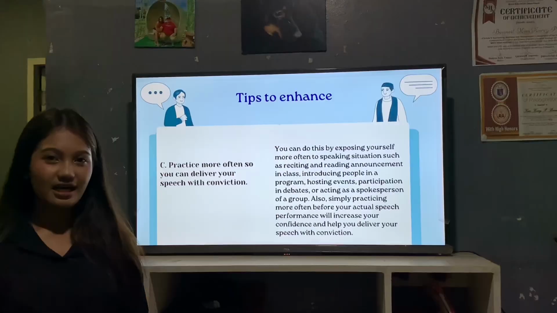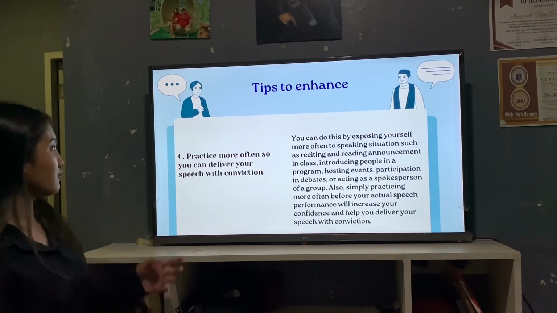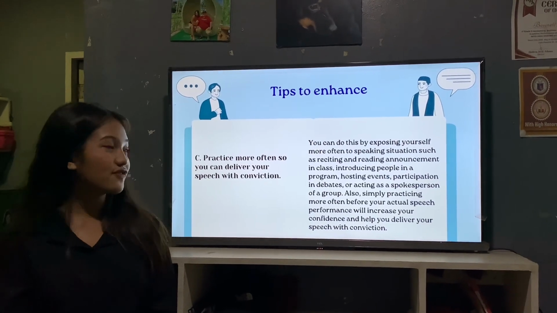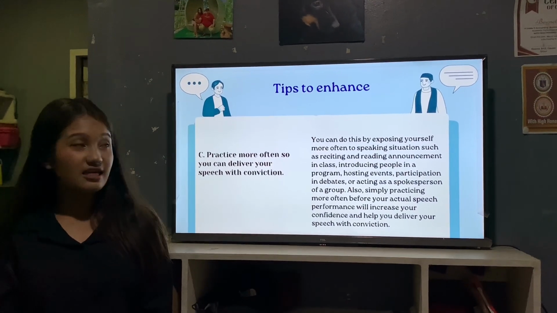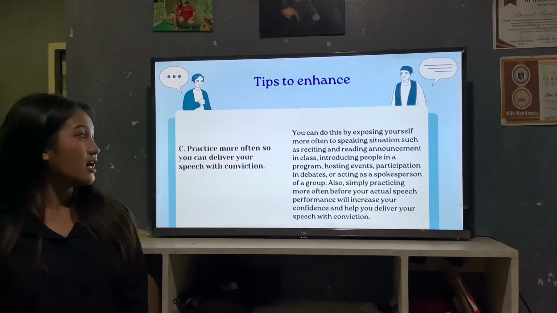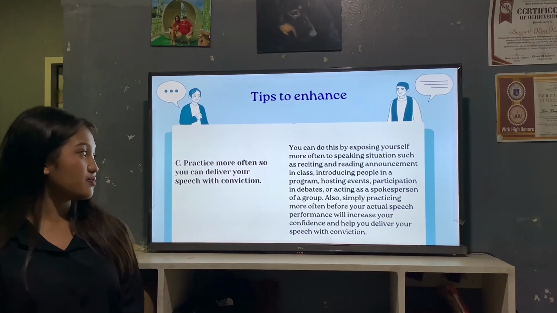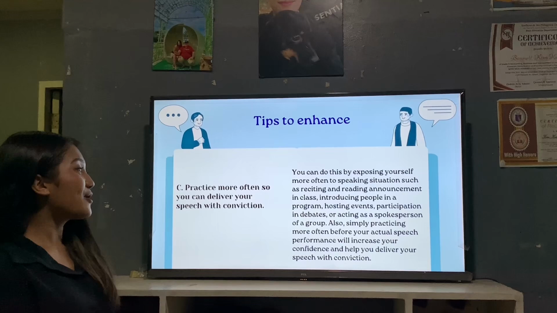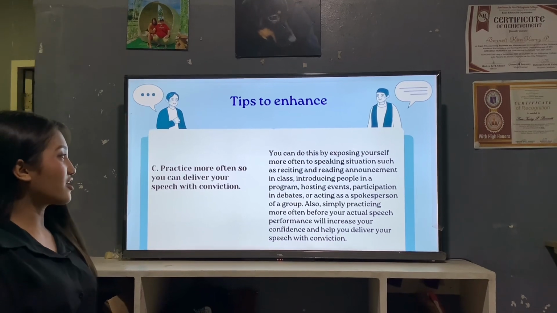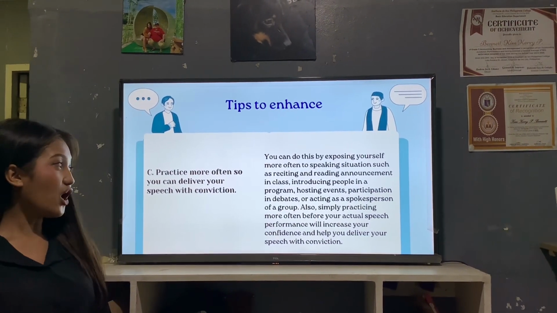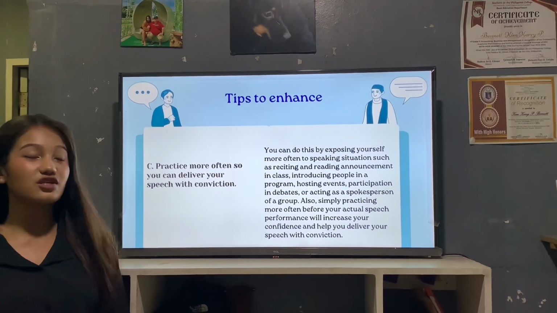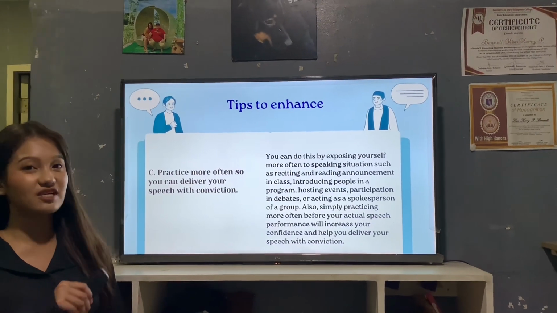And the third one that you are going to do is practice more often so you can deliver your speech with conviction. You can do this by exposing yourself more often to speaking situations such as reciting and reading announcements in class, introducing people in a program, hosting events, participating in debates, or acting as a spokesperson of a group. Also, simply practicing more often before your actual speech performance will increase your confidence and help you deliver your speech with conviction.